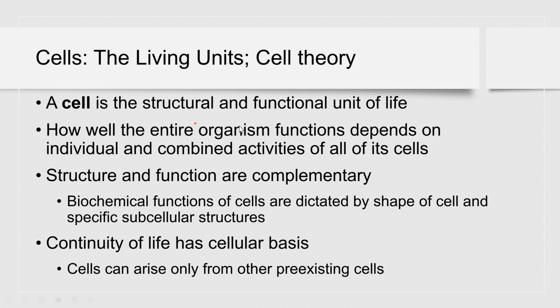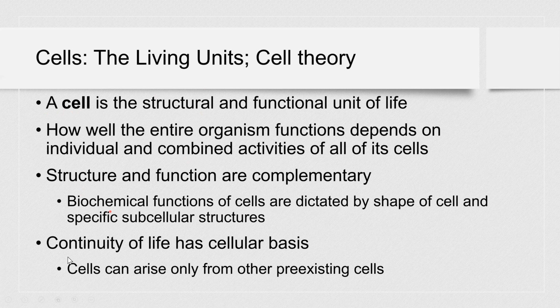So how well the entire organism functions depends on individual and combined activities of all its cells. So pretty much anything that happens in your body would happen on a cellular level, right? So if your cells are not functioning properly, then your tissues are not working, then your organs are not working, and the whole organism is affected.